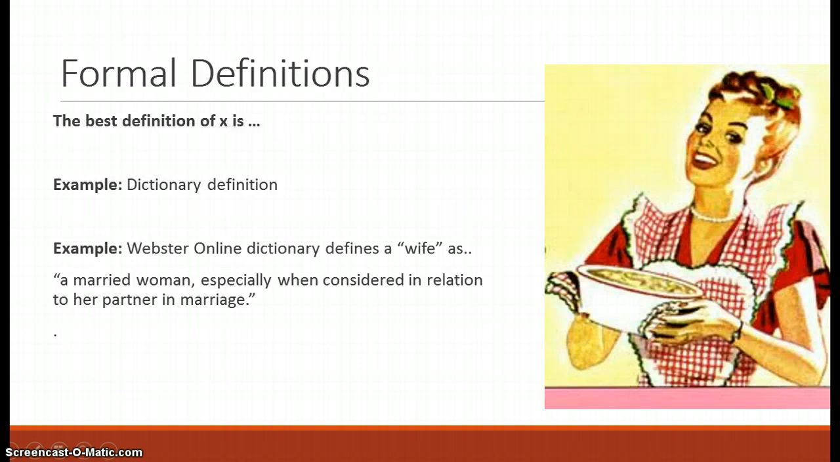The first one is a formal definition. This is essentially just saying the best definition of your variable x is y. So an example of this would be your simple dictionary definition, such as Webster Online Dictionary defines a wife as, quote, a married woman, especially when considered in relation to her partner in marriage. Now, that definition may be outdated, that definition may be stereotypical, that definition may need changing. So this is where we get to our new definition of what a wife would be. That would be a formal definition argument.